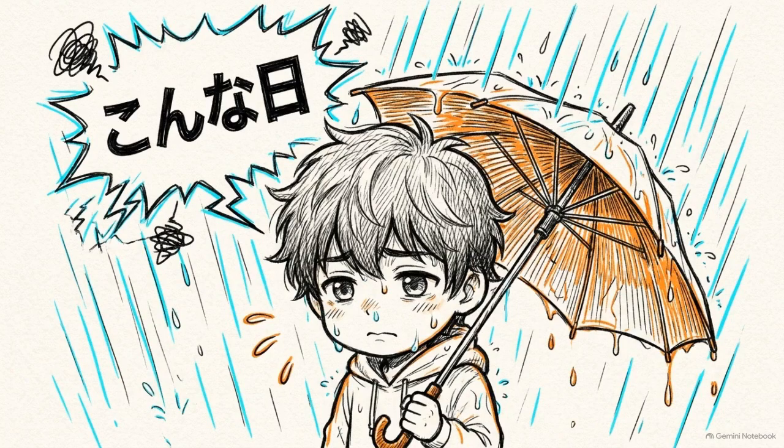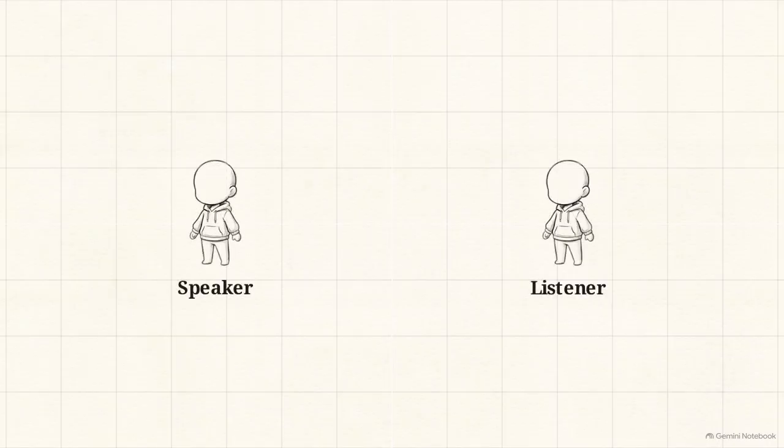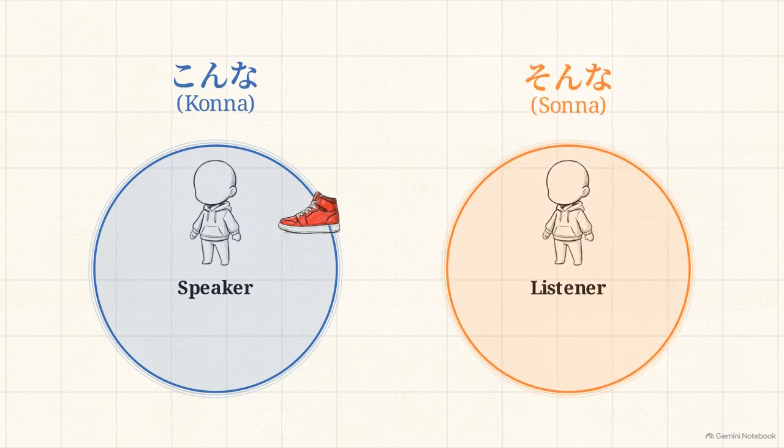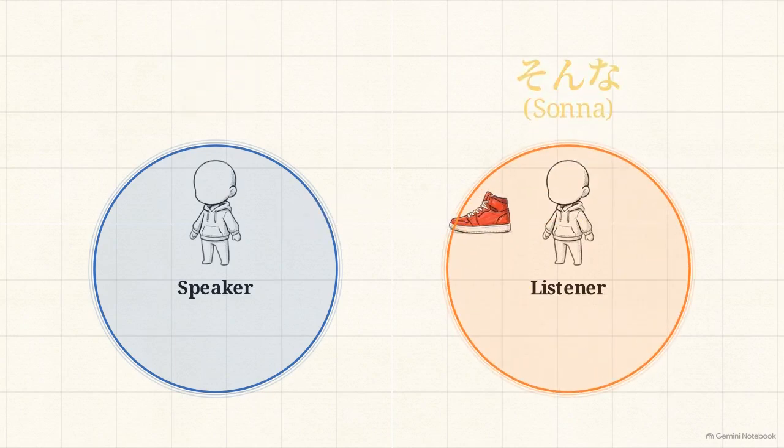To use Konna correctly, you need to understand its boundaries within the Ko-So-A-Do series of demonstratives. This diagram shows two abstract figures to demonstrate the proximity rule. If the item you are comparing things to is close to you, use Konna. If the item is closer to the listener, use Sonna.